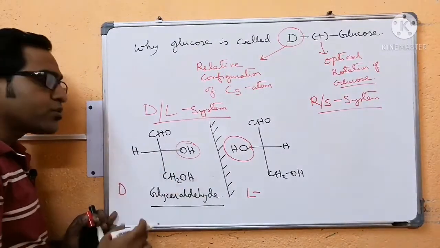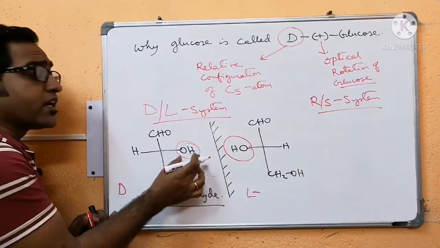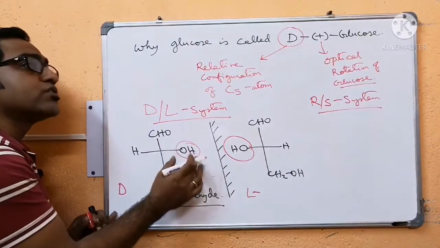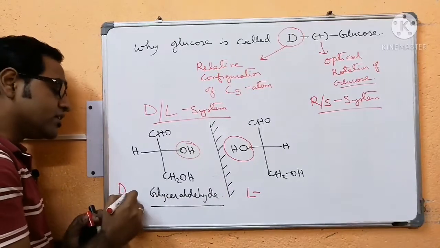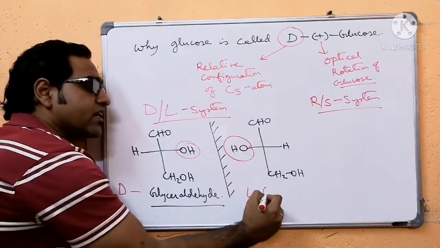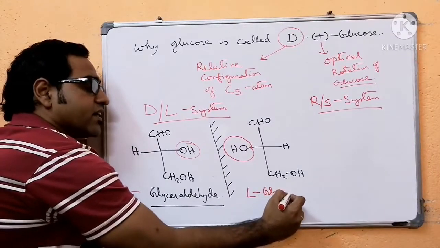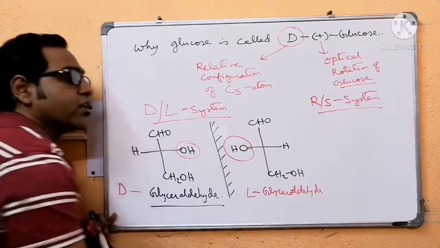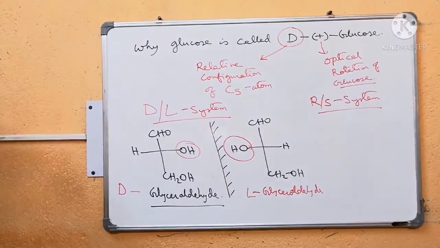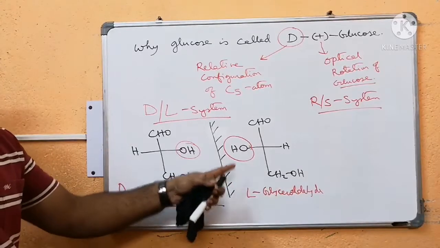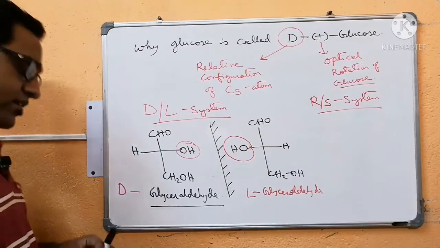So in a Fischer projection formula, if the heteroatom, the oxygen or the OH group, is on the right hand side, we call it D-glyceraldehyde. If it is on the left hand side, we call it L-glyceraldehyde. Now we will write the structure of glucose and see whether the OH is on the left hand side or right hand side.